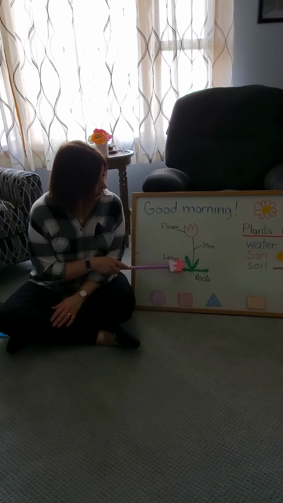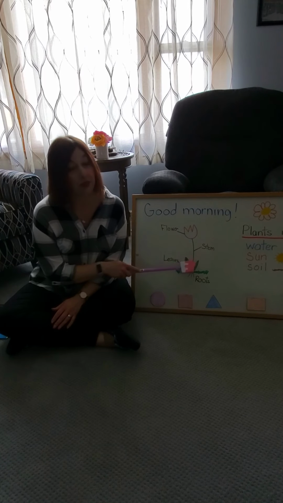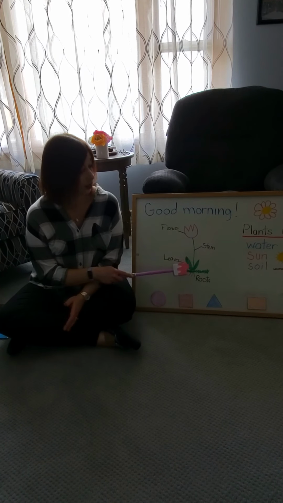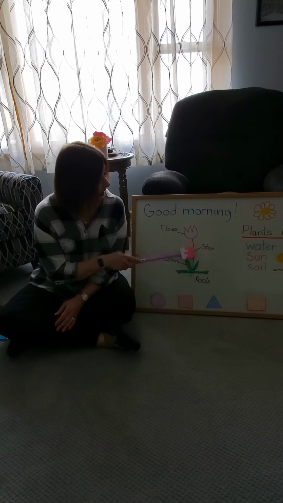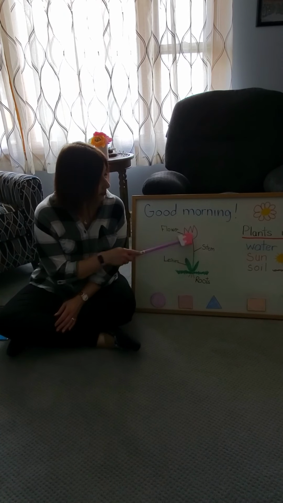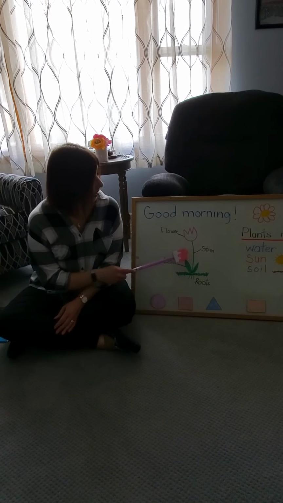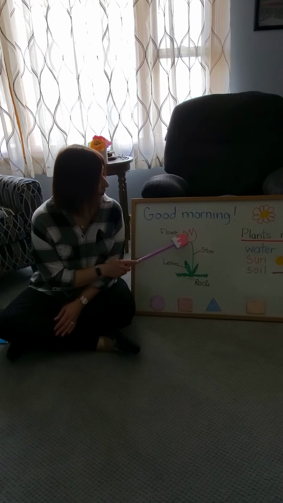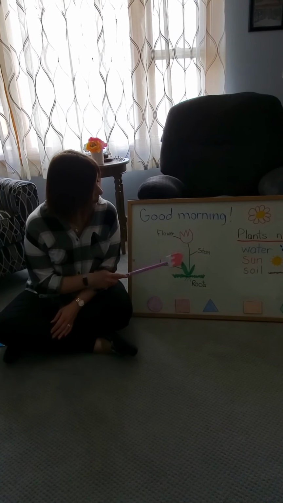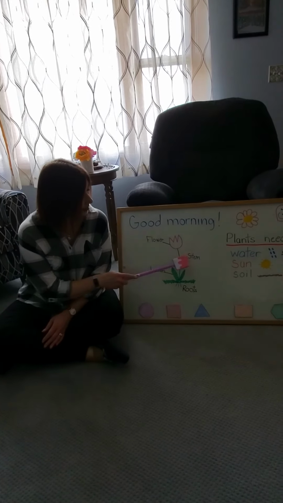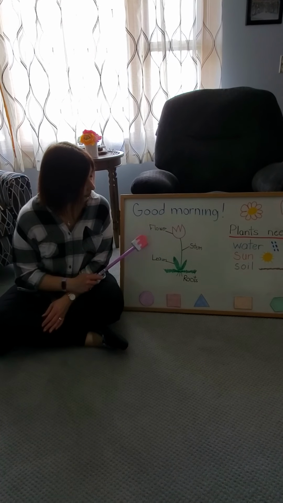And then we come up here and we have the leaves. Some plants have a lot of leaves, some plants only have a few. And then we have the stem. That's the part that holds the plant up. And then at the top we have the flower. So we have roots, leaves, stem, and flower.